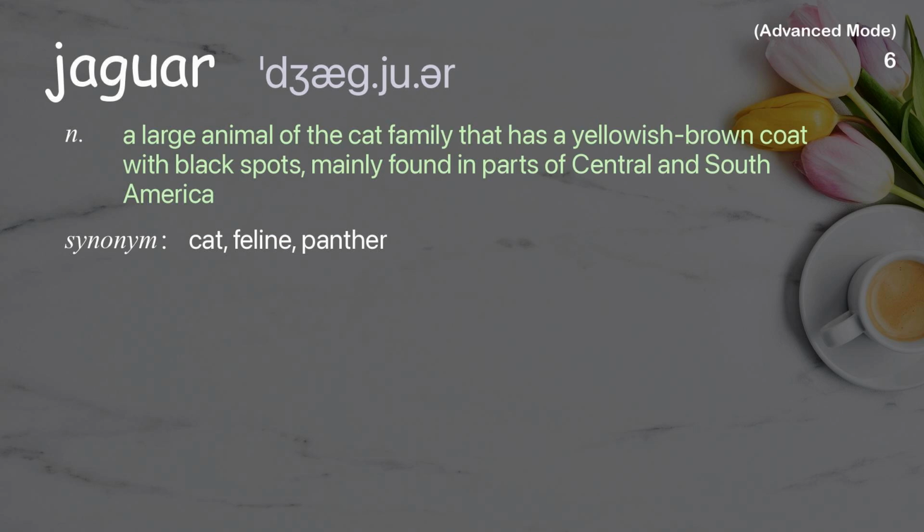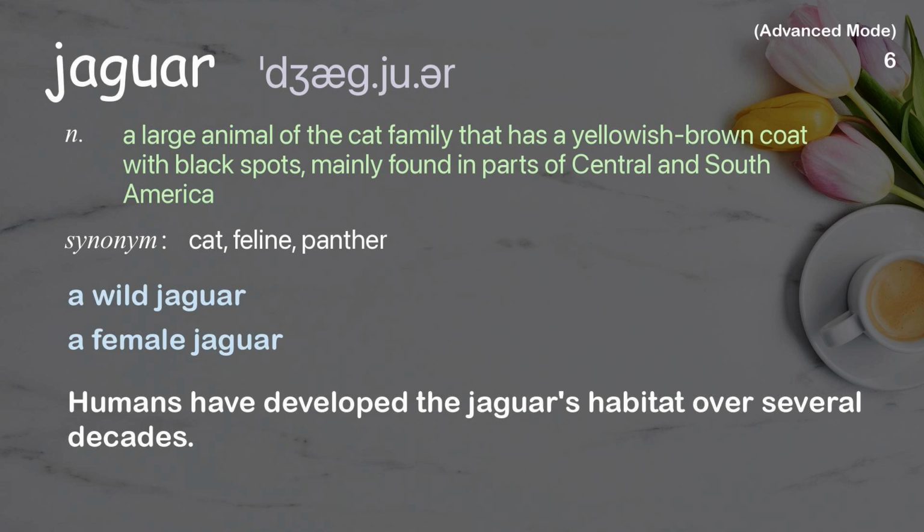Jaguar. A large animal of the cat family that has a yellowish-brown coat with black spots, mainly found in parts of Central and South America. Examples: A wild jaguar. A female jaguar. Humans have developed the jaguar's habitat over several decades.